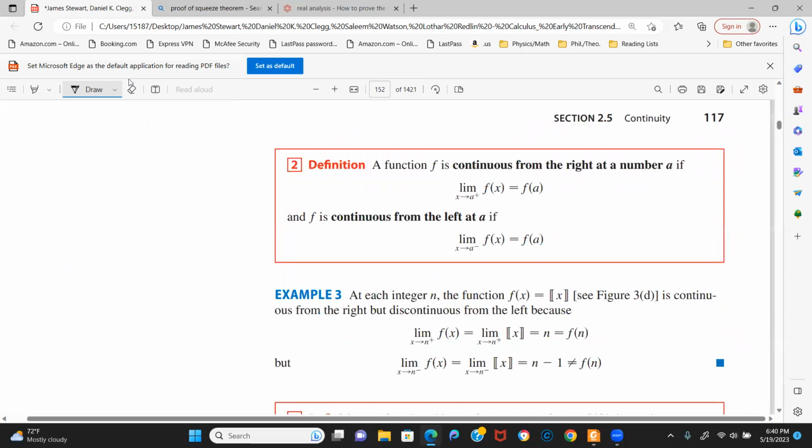Let's see. And so now we naturally get this notion of right and left continuity. So you can talk about left and right hand limits, so you can talk about right and left hand continuity. So it's a pretty natural idea here. This is probably not going to come up a whole lot.